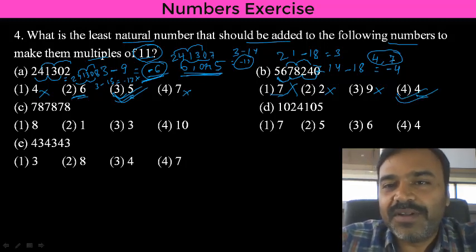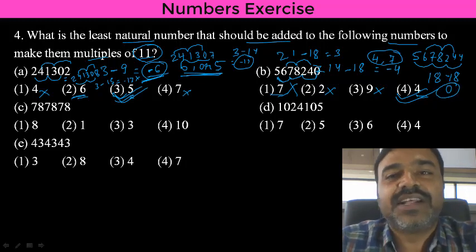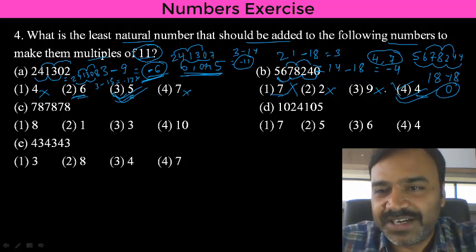Okay. If I add 4, what will happen? If I add 4, the digits will be 5, 6, 7, 8, 2, 4, 4. And then if you add 5 plus 7, 12 plus 2, 14 plus 4, 18. And then 6 plus 8, 14 plus 4, 18. So 18 minus 18 is 0. 0 means the number is divisible by 11. So 4 is the answer.